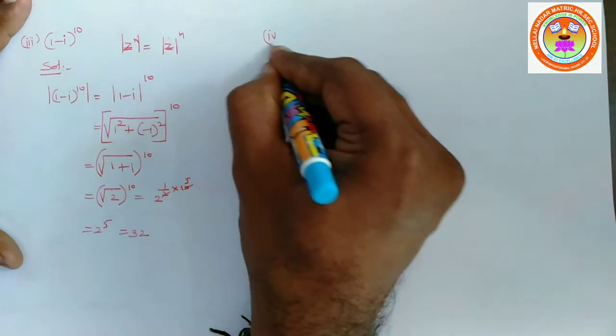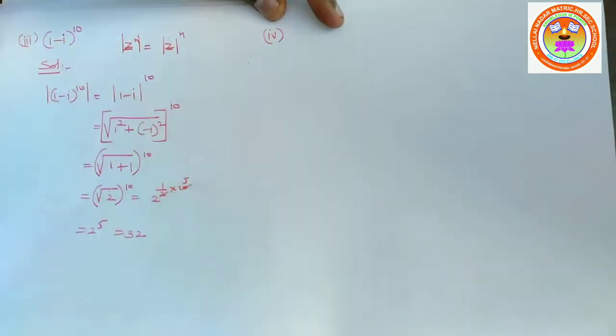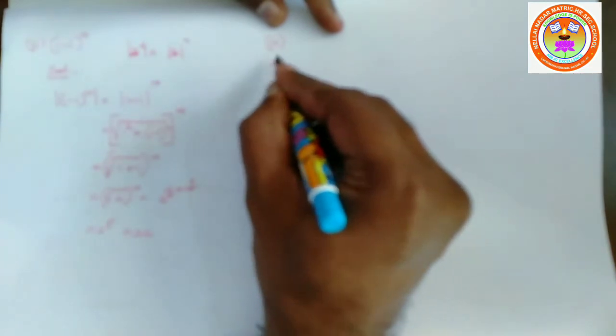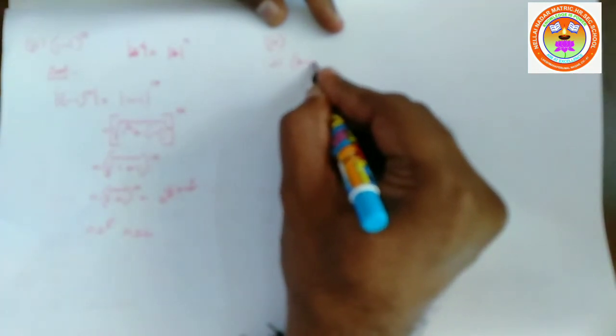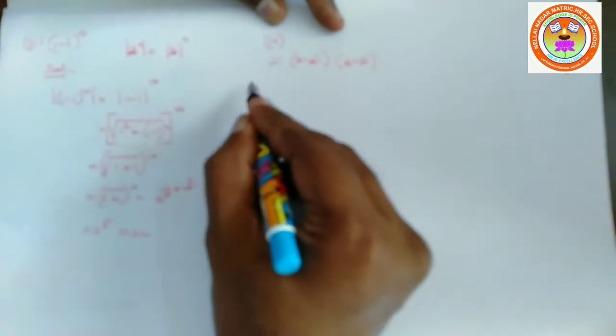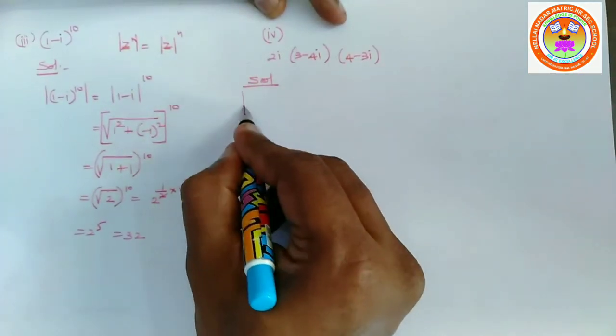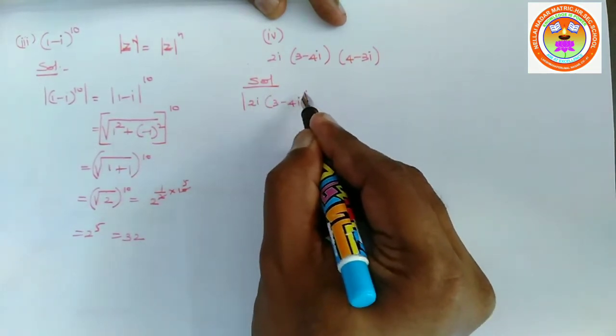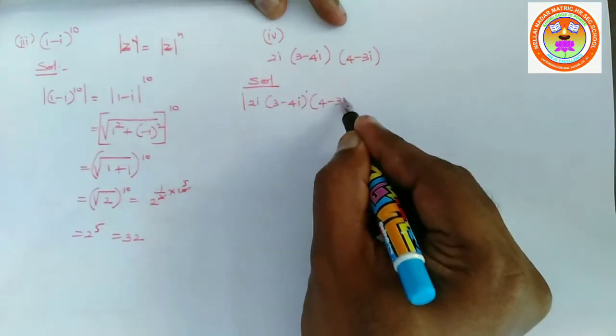Next, finally, the fourth subdivision. This is the last subdivision in the first sum: 2i, 3 minus 4i, 4 minus 3i. Solution, I need to use modulus. Modulus of 2i, 3 minus 4i, 4 minus 3i.